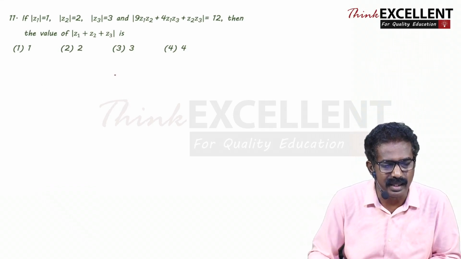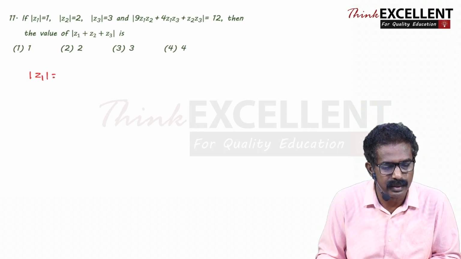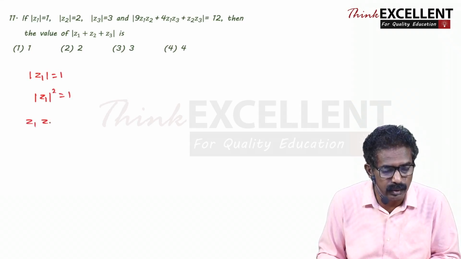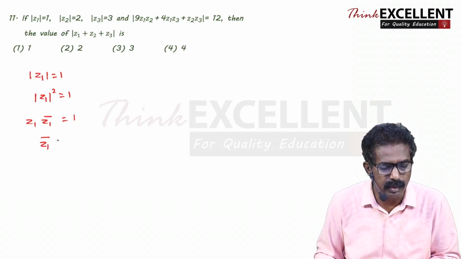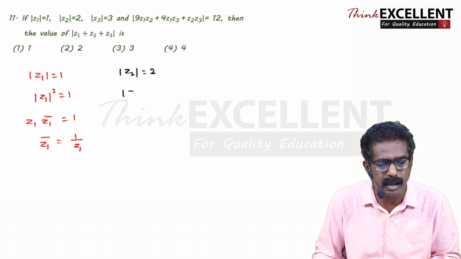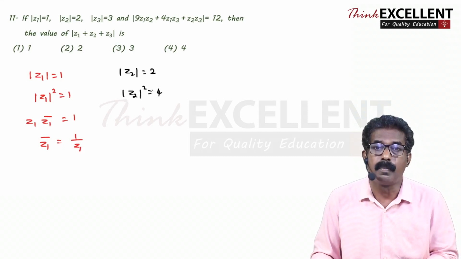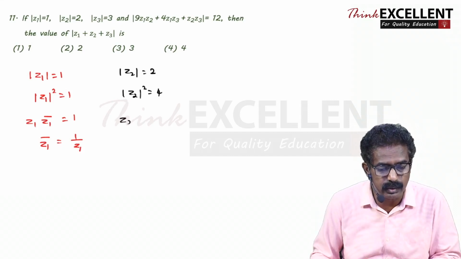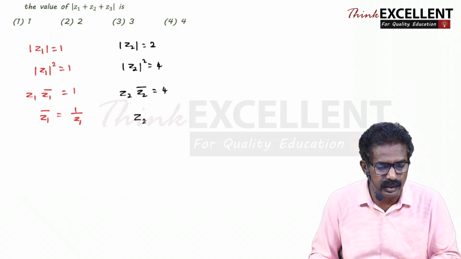See, what is given here? Modulus Z1 is 1. Square it. Modulus Z1 square equal to 1. Modulus Z1 square means Z1 into Z1 bar equal to 1. So what is Z1 bar? Z1 bar is equal to 1 by Z1. Same way, you take the second value. Modulus Z2 is 2. Square it. Modulus Z2 square is equal to 4. Modulus Z2 square means Z2 into Z2 bar equal to 4. From here Z2 bar you find out. Z2 bar is equal to 4 by Z2.